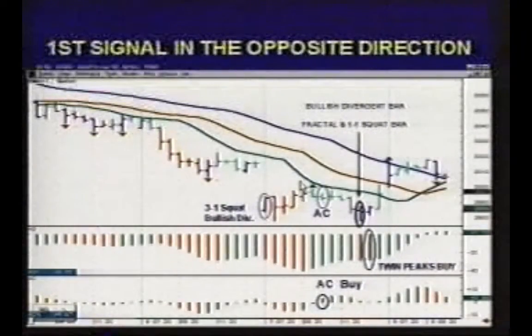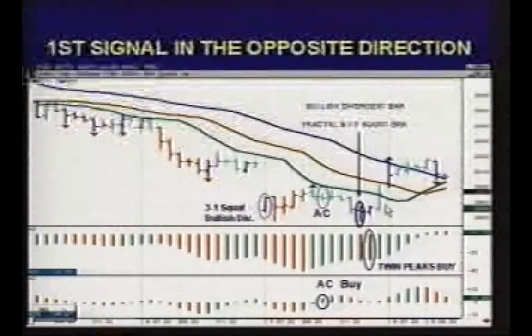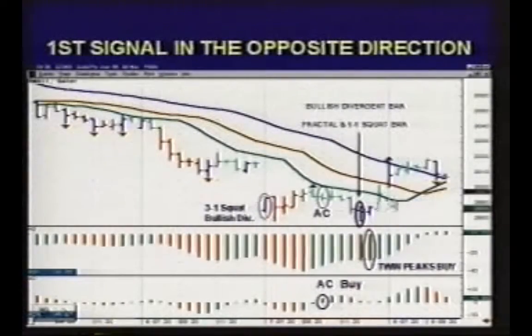So after a move like this, the buyers take charge. You may want to have a closer stop. If you were at the red line, you certainly would have wanted to move it to at least the green line. Once you saw the change in the AC and the twin peaks, you may have decided at this point to get out. And your other option, of course, was your green line stop, which you'd have been out here at this green bar. Either way, and also, very important, I've noted here, it's a 1-1 squat bar.